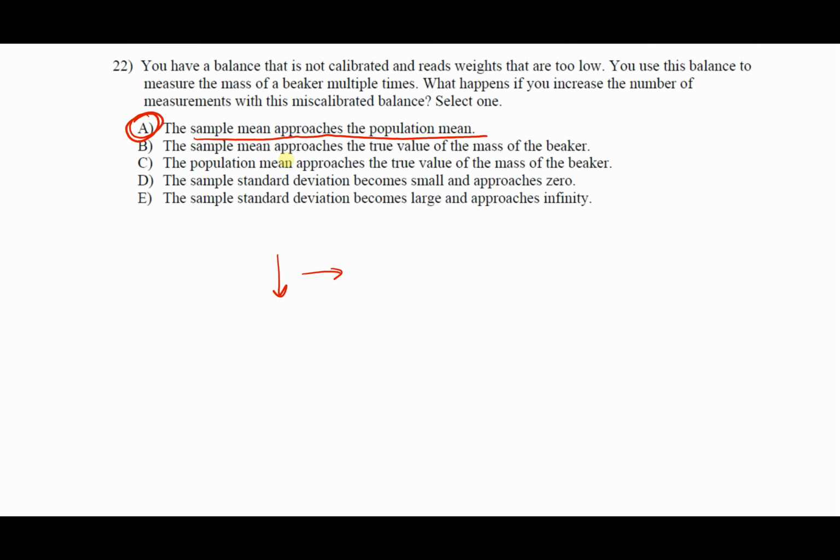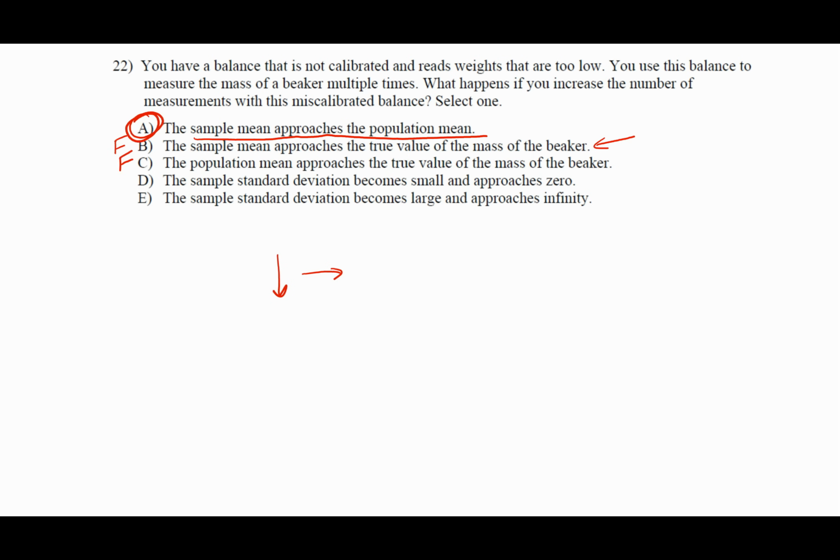So let's see, the sample mean approaches the true value of the mass of the beaker. Well, the sample mean will never approach the true mass because it's out of calibration. So false. The population mean approaches the true value of the mass of the beaker. Once again, out of calibration, so false.